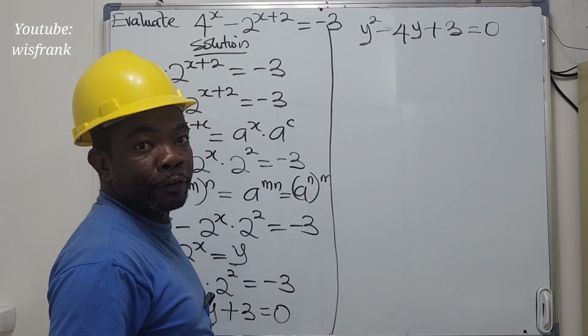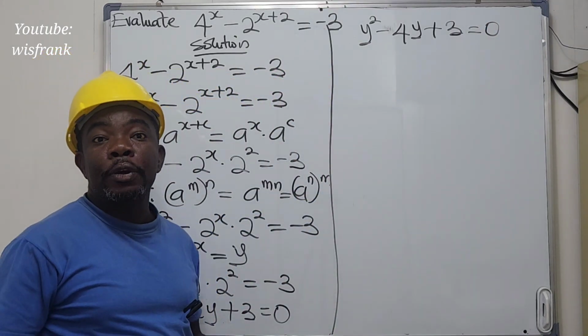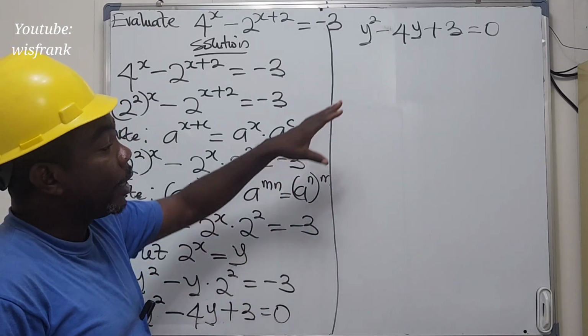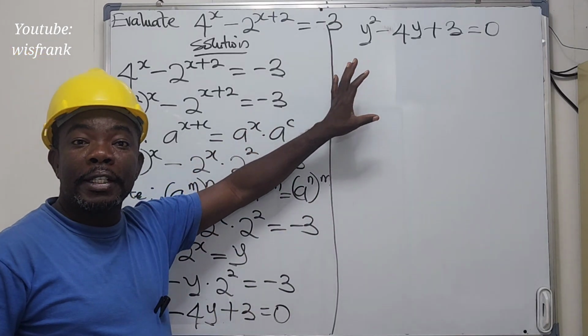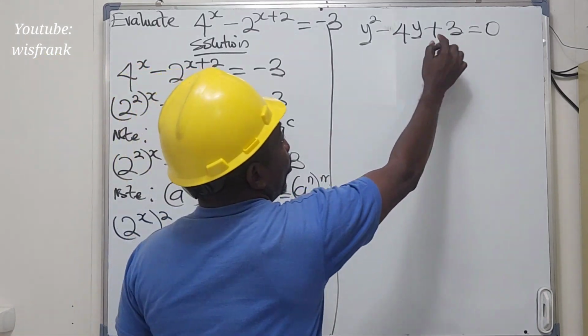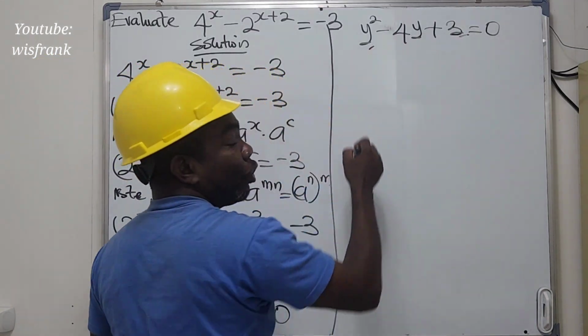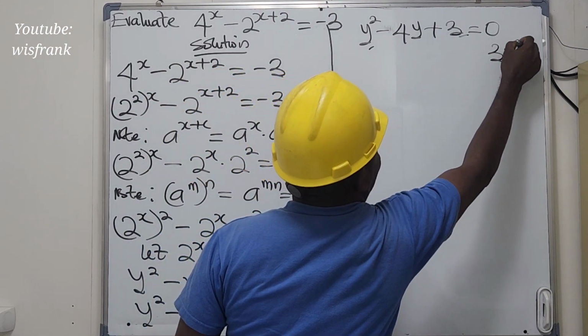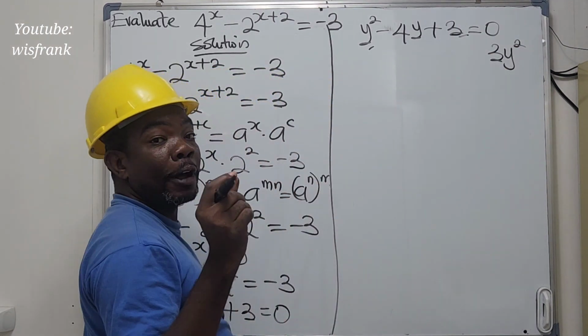We can use the quadratic formula for us to find it. Also, we can use the factorization method for us to find the value of y. But in this case, we are going to use the factorization method to find the value of y. In this method, we multiply 3 by y to the power of 2, which will give us 3y to the power of 2. So we have two factors.